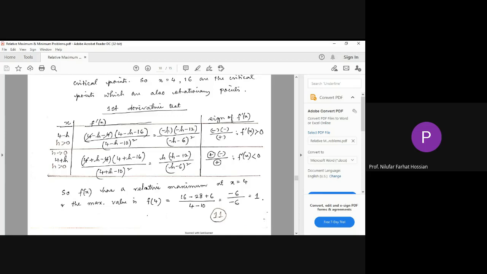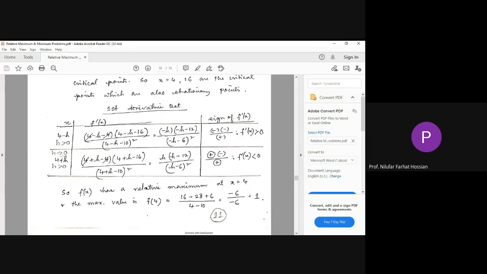Minus h. H is positive, so minus h will give you a negative sign, and minus h minus 12. H is a positive number, remember, minus 12. So again, you are getting another minus sign. So in the upper part, 2 negative signs. So ultimately, the upper part becomes positive, positive by positive. So ultimately, f prime of 4 minus h is a positive number.